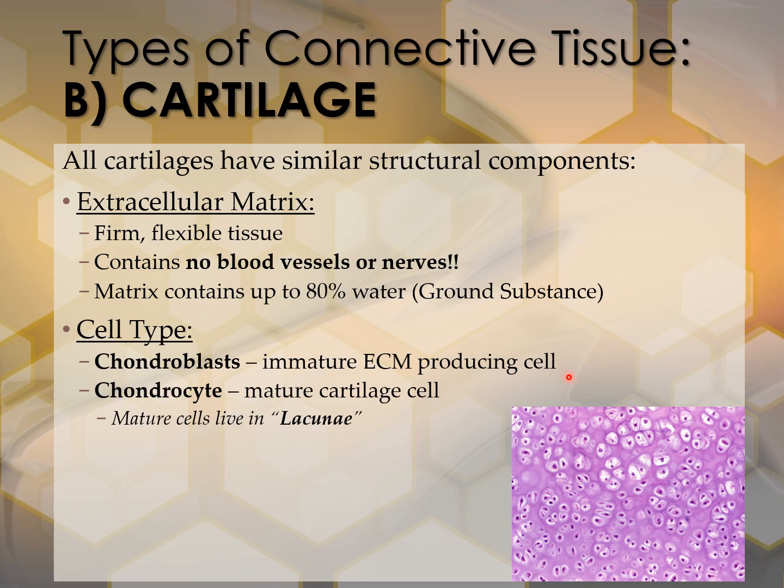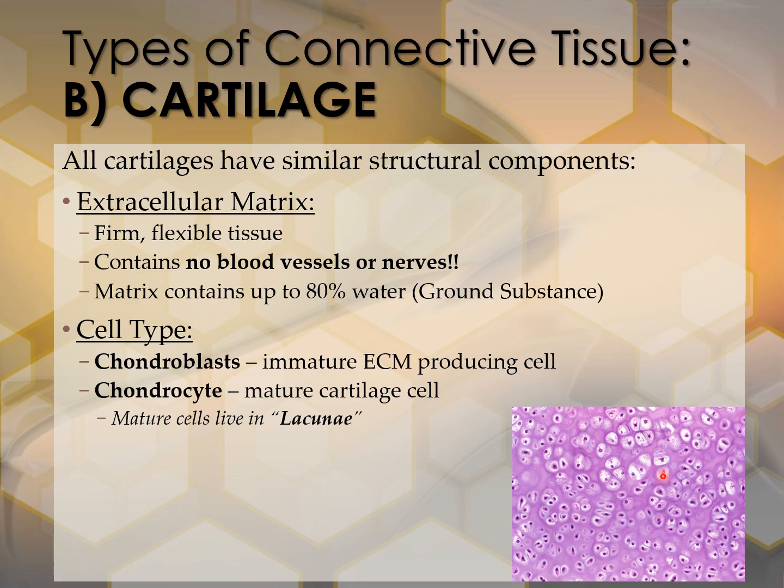Now, once it has produced all of that extracellular matrix, it becomes a chondrocyte. And so it's more of a mature cartilage cell, no longer producing that extracellular matrix. And because the extracellular matrix is firm, it gets stuck in a little bubble. And that little bubble is called a lacuna. Okay, so if we look at our picture over here, and we have a better blown up version of it, you see all of this dark pink, that's all the ground substance, that's that extracellular matrix.